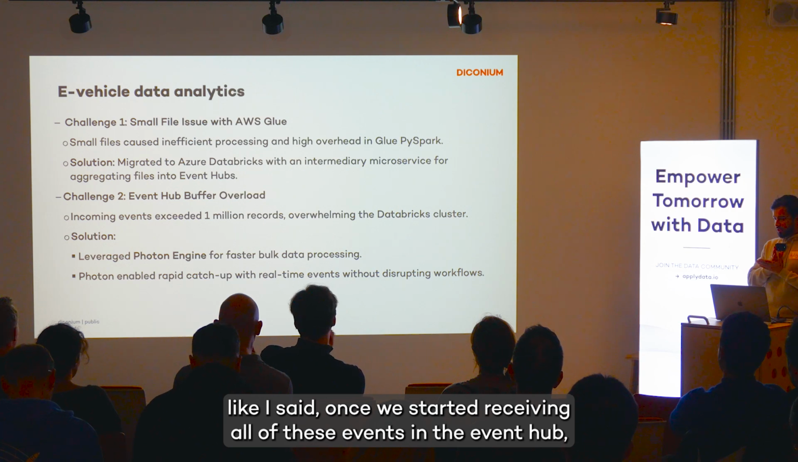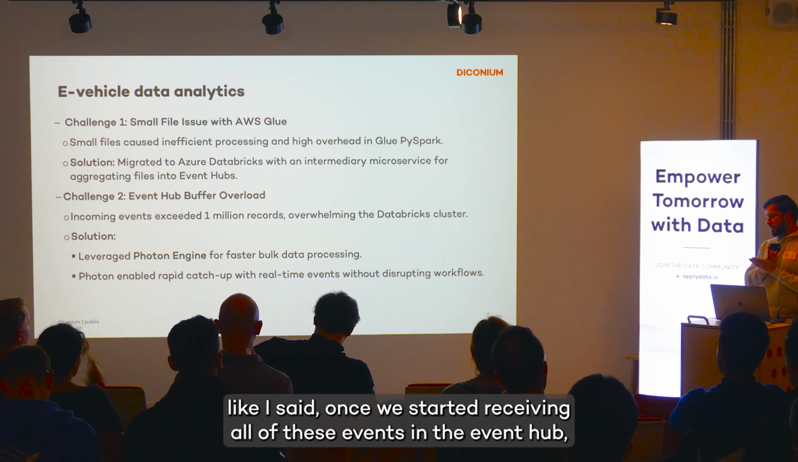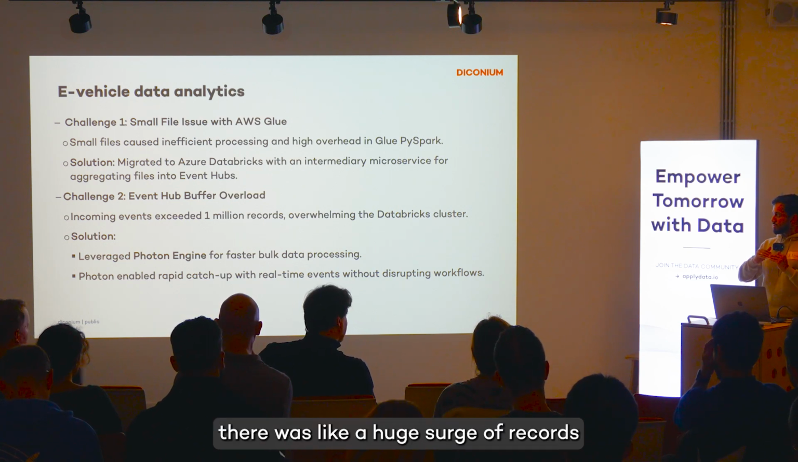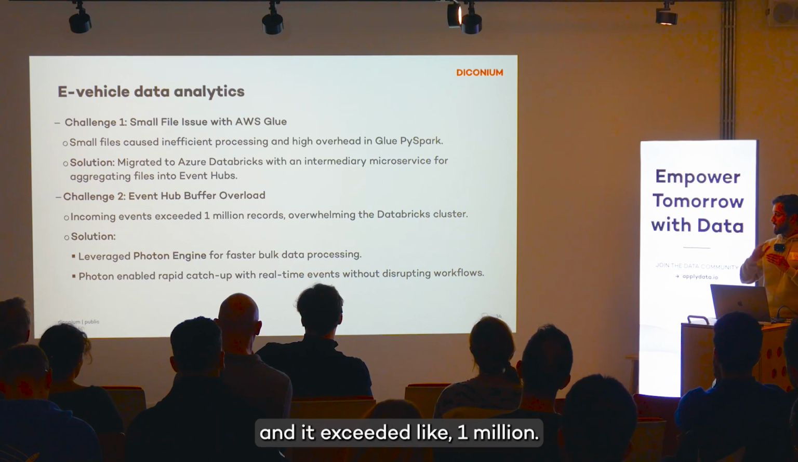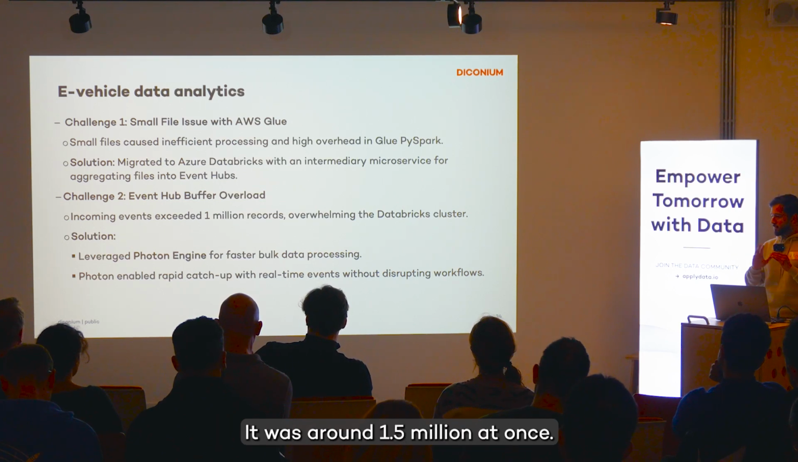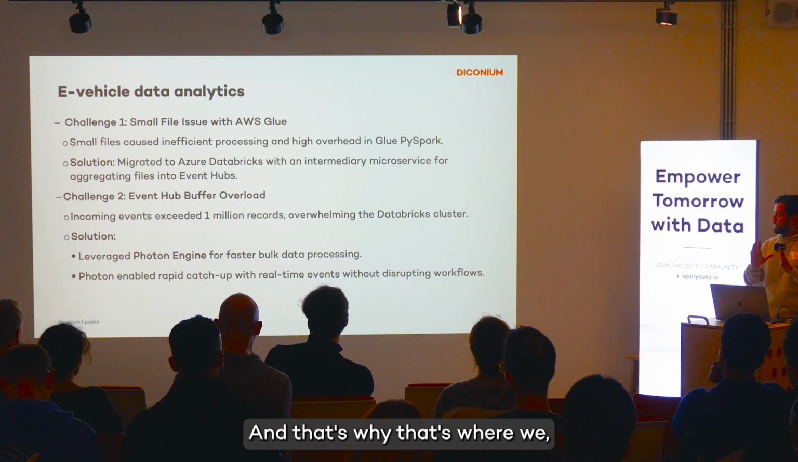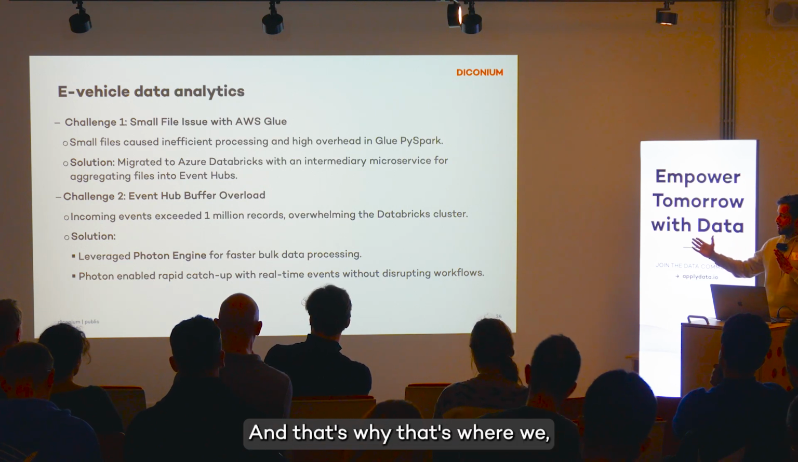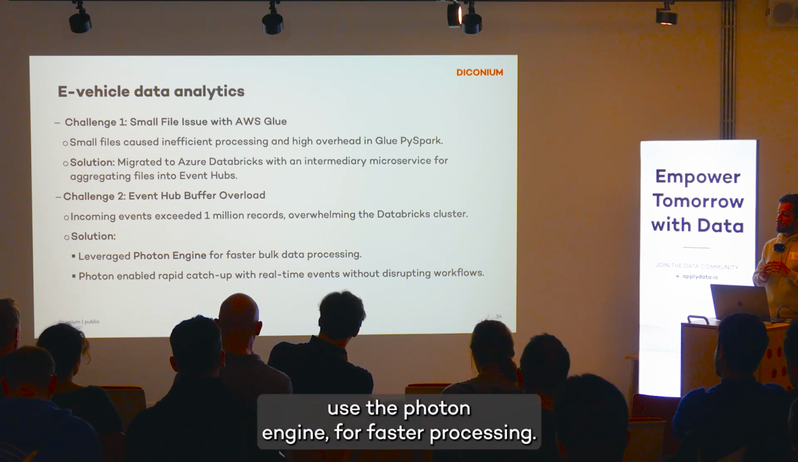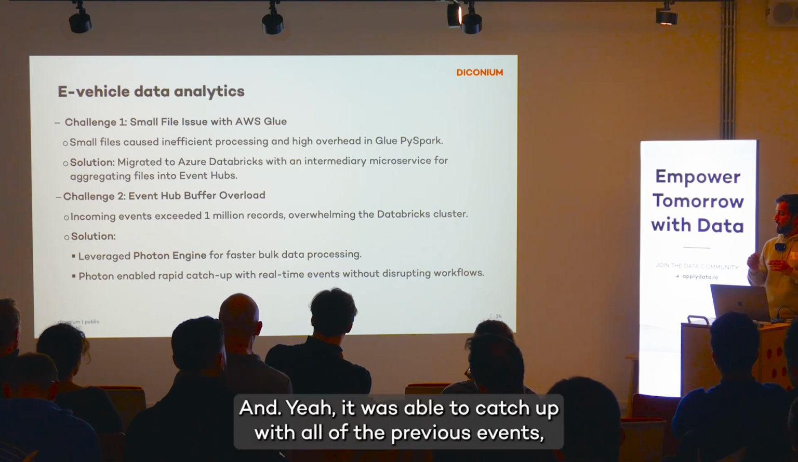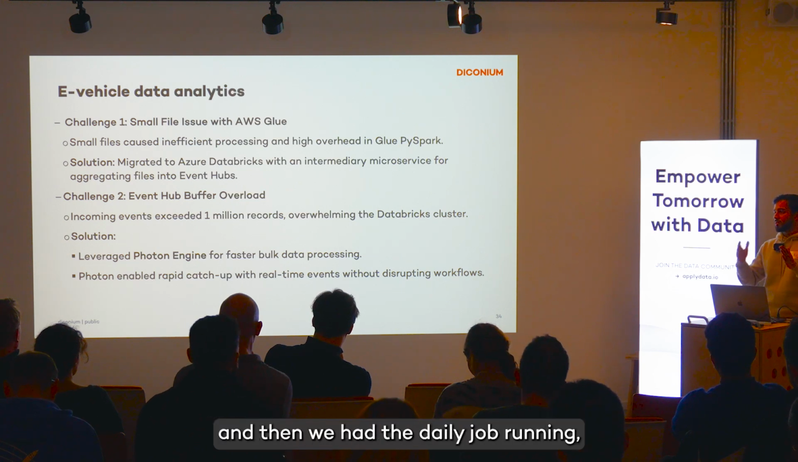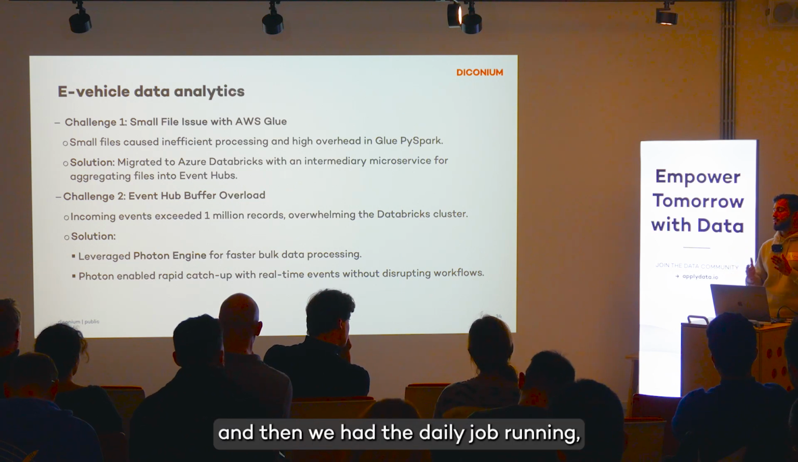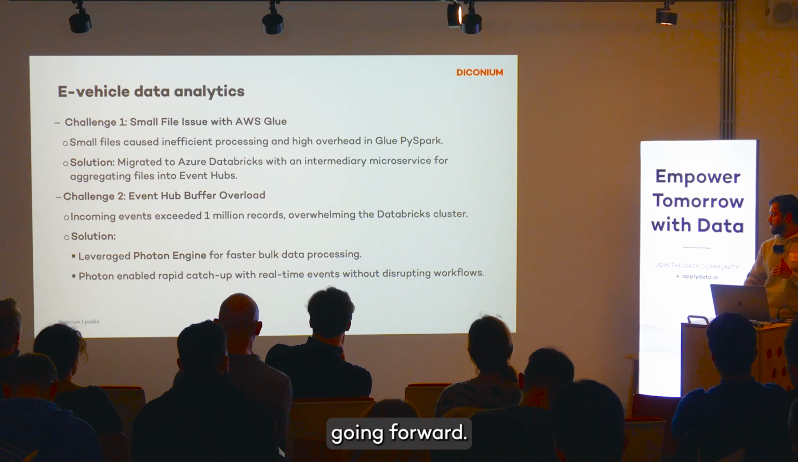Like I said, once we started receiving all of these events in the event hub, there was a huge surge of records, and it exceeded 1 million. It was around 1.5 million at once, and that's where we used the Photon engine for faster processing. It was able to catch up with all of the previous events, and then we had the daily job running going forward.